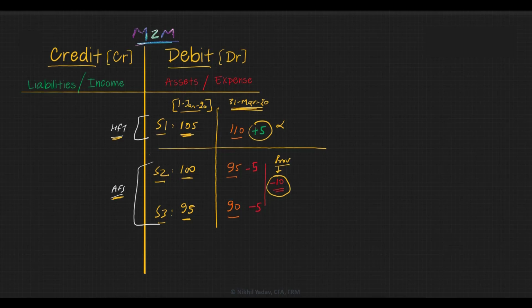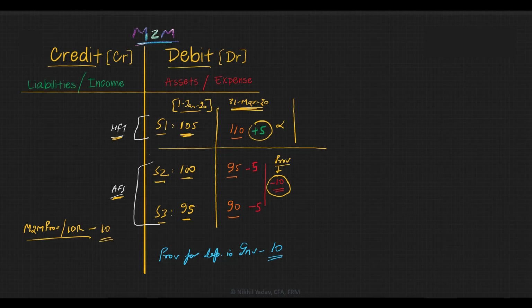How do we make provision? We'll debit the P&L by saying provision for depreciation in investment by 10, and correspondingly we'll make a mark-to-market provision or IDR on the liability side. We'll credit this item by 10.